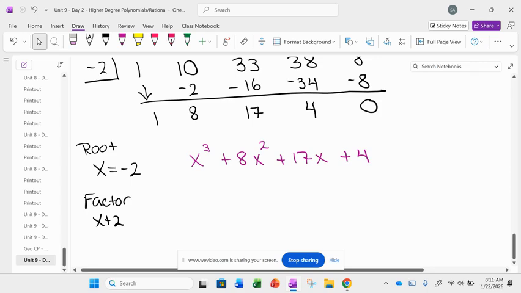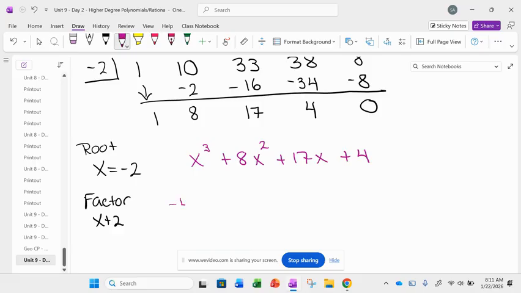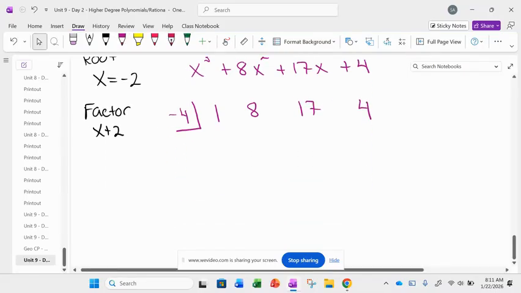Again, isn't it all positives once again? So the number I'm going to put in the box, shouldn't it be negative? What number do you want to guess this time? Sure, let's try a -4. So we have a 1, an 8, a 17, and a 4.